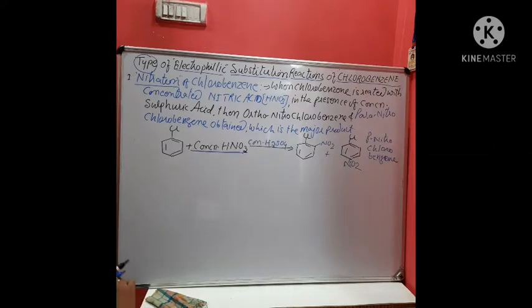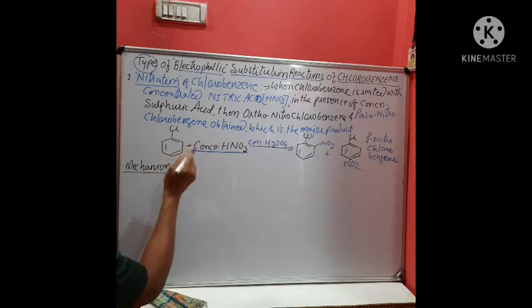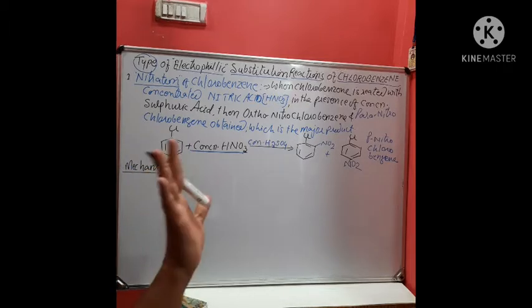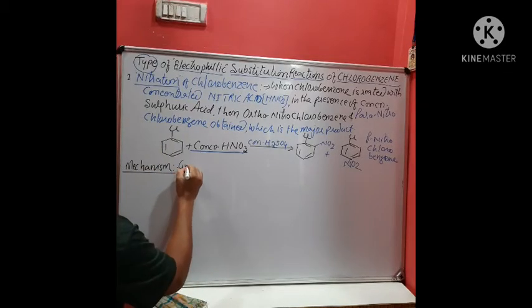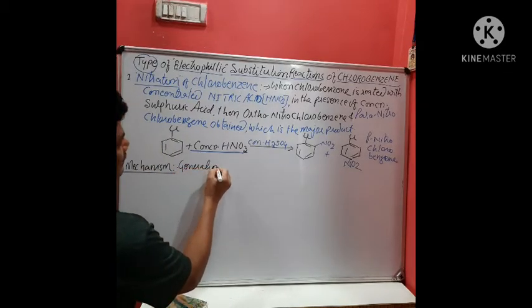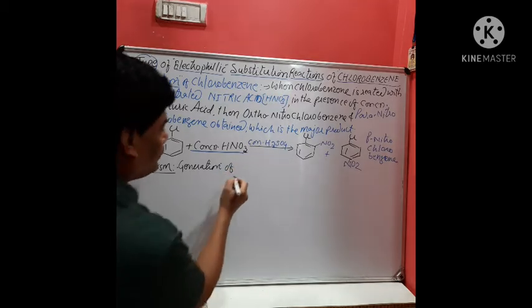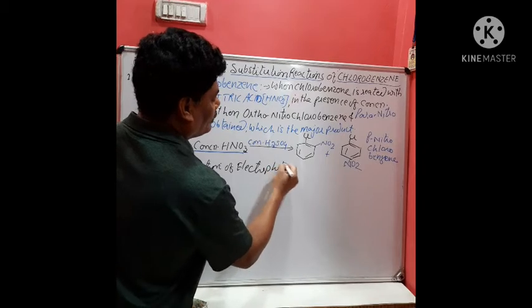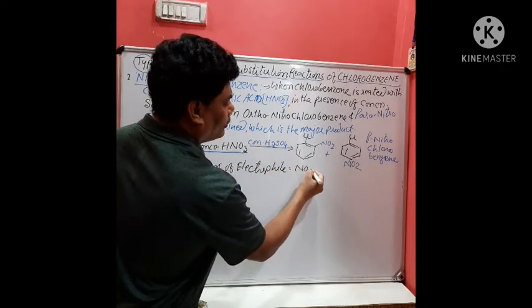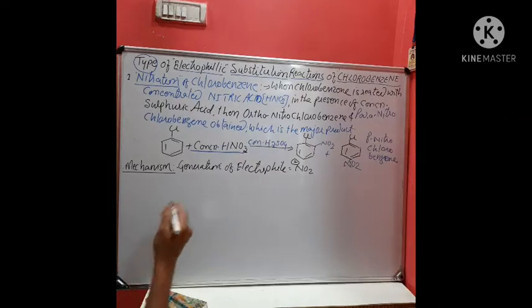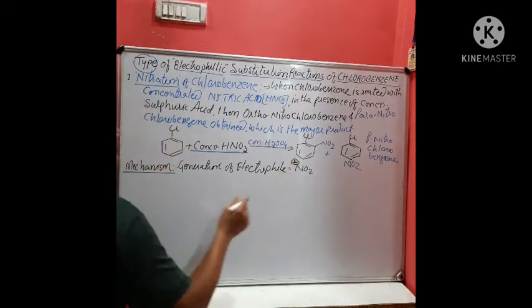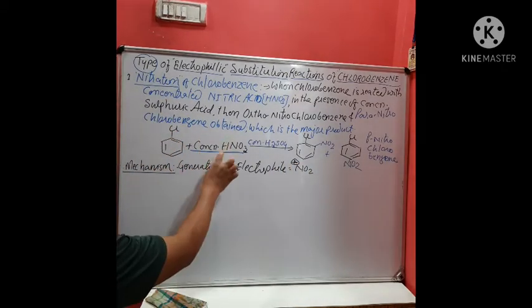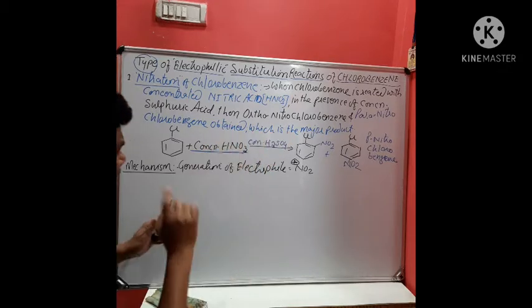Okay, now student, we have to check its mechanism, and the mechanism is just like in the previous video, where we checked the mechanism in 5 steps. First one, generation of the electrophile. Which electrophile? NO2 electrophile, that is called the nitro electrophile. The nitro electrophile will be generated by the reaction of concentrated nitric acid and concentrated H2SO4.